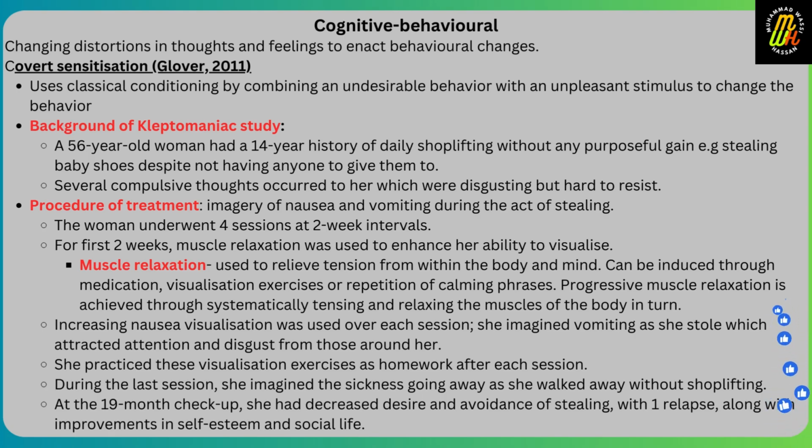repetition of calming phrases. Progressive muscle relaxation is achieved through systematically tensing and relaxing the muscles of the body in turn. Increasing nausea visualization was used over each session. She imagined vomiting as she stole, which attracted attention and disgust from those around her. She practiced these visualization exercises as homework after each session. During the last session, she imagined the sickness going away as she walked away without shoplifting.